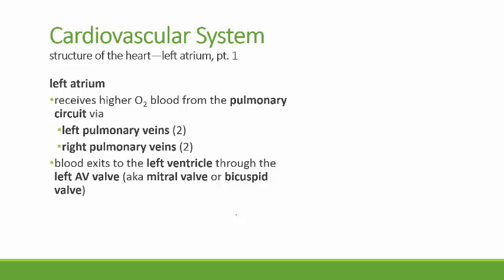And then as the left and right atrium squeeze simultaneously, the blood exits to the left ventricle and it passes through the left AV valve, which is also known as the mitral valve or the bicuspid valve. So 3 names for that one. I'm very sorry about that. So again, with the name bicuspid, that hopefully now makes sense to you. There are 2 flaps to it.